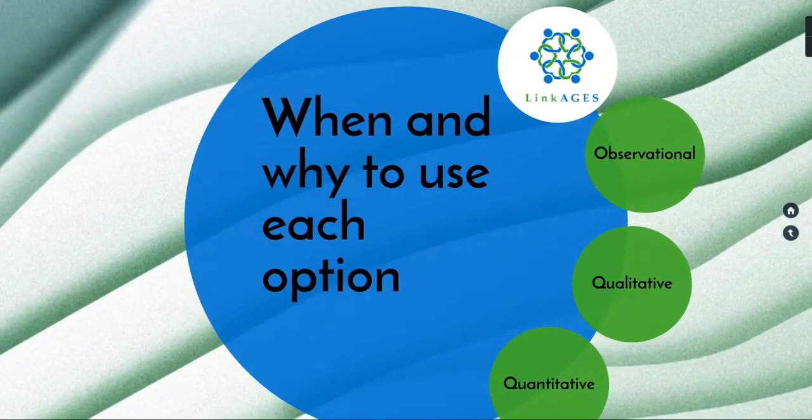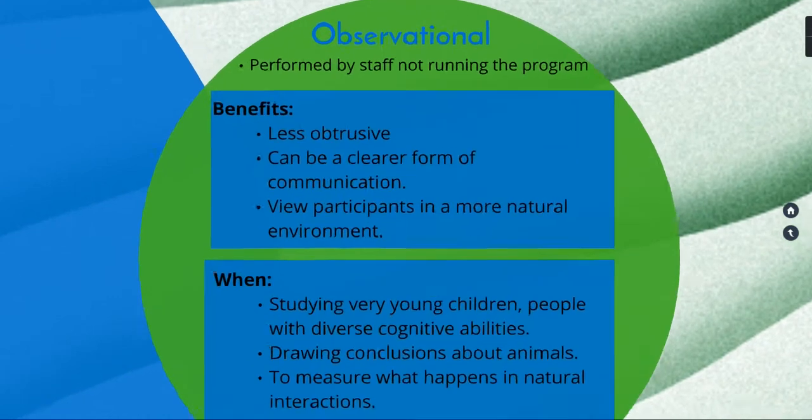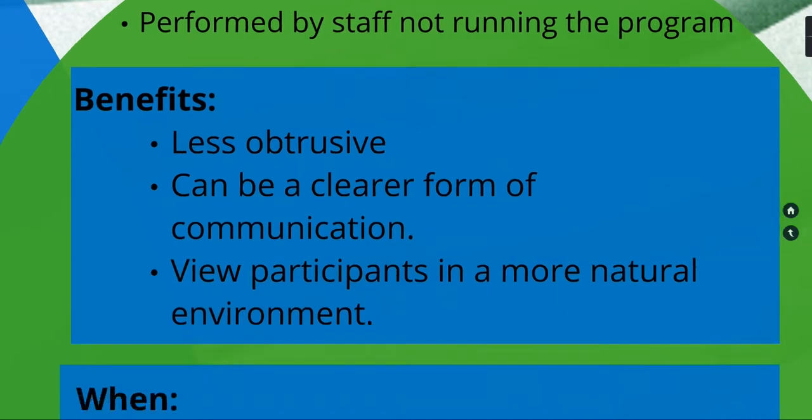Now that we have the definitions of each option, let's talk about when and why to use them. First is observational evaluation. Observational evaluation is used to collect data in a less obtrusive way. It can also be a clear form of communication for individuals with a more diverse way of communicating. And it allows for whoever is running the program to view participants and their interactions in a more natural environment.